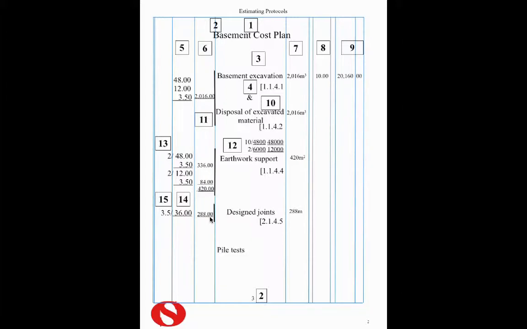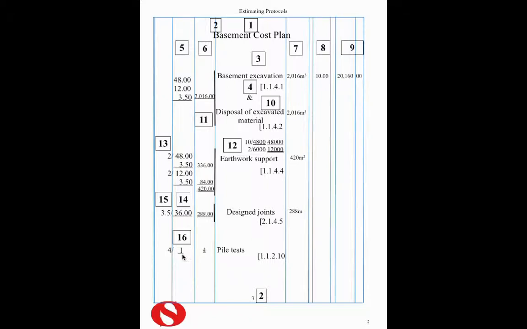The next item, number 16, adds enumerated items, and we're using pile tests as an example. We've got 4 of them, and you can say 1 times 4, or you can simply write 4 in this column.